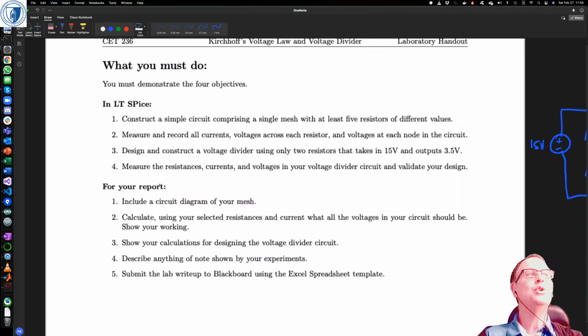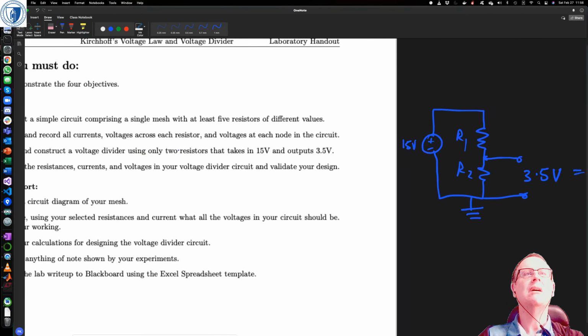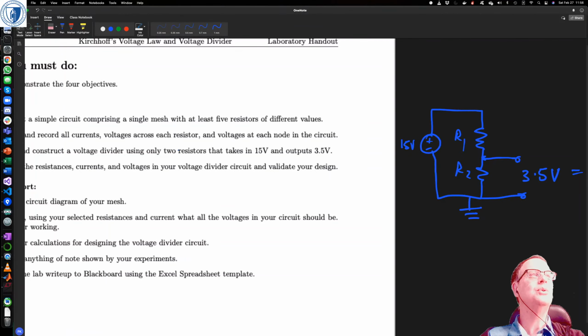Right, so the aim is for you to do all the calculations first, build the circuit, and measure the circuit in LTspice to make sure that your calculations match what LTspice is telling you. So there should be 2 LTspice circuits, one with the 5 resistors that I just did, and one like this, so that you can validate your design of the voltage divider.